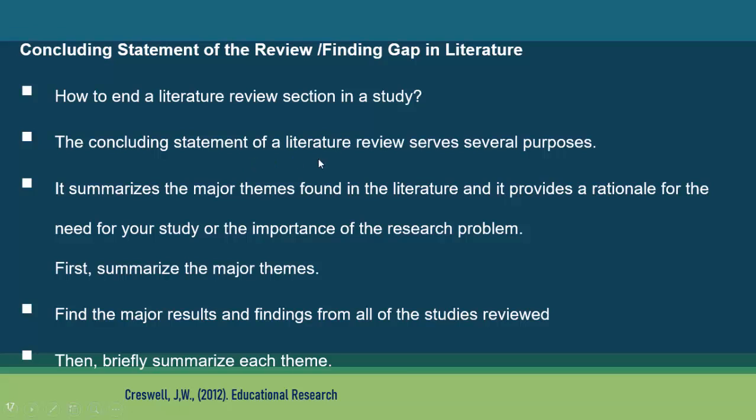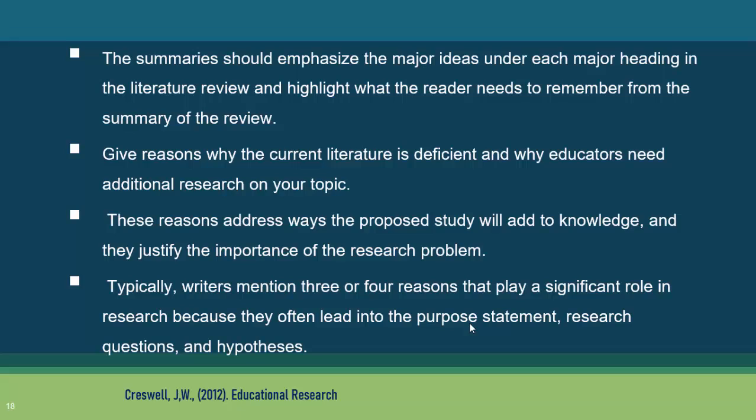The concluding statement of literature review serves several purposes. It summarizes the major themes found in the literature. It provides a rationale for the need for your study and the importance of the research problem. When we review the literature, we find major themes relevant to your topic. Then we summarize the major themes and find the major results and findings from all studies reviewed. We get the results and findings from all the papers, books, and articles, and then we summarize each of them, and the summaries emphasize the major ideas under each major heading in the literature review and highlight what the reader needs to remember from the summary of the review.